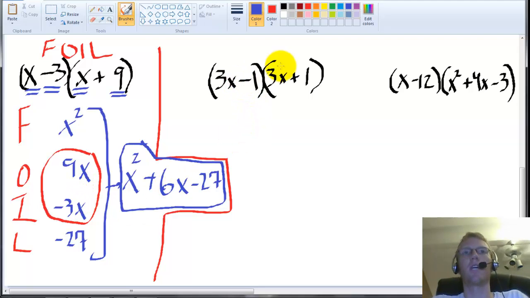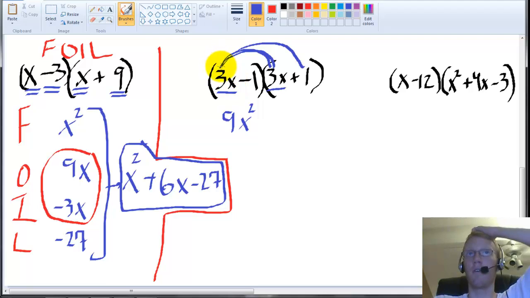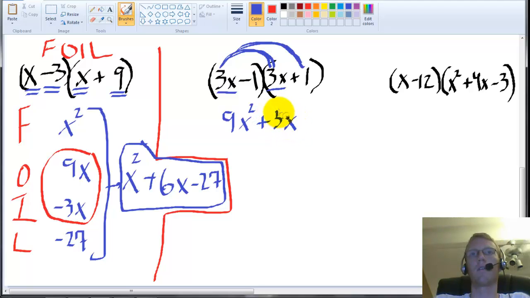Okay, our second example is going to be using distribution. So I'm going to distribute this into here and here. So first is 3x times 3x. That's this arrow right there. So that's going to give me 3 times 3 is 9. X times x is x squared. Then I follow this second distribution arrow, which is 1 times 3x. So that's a positive 3x.